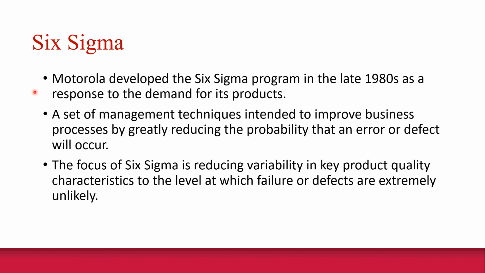This is a set of management techniques intended to improve business processes by greatly reducing the probability that an error or defect will occur. And again, this goes back to the variability. Six Sigma's primary purpose is to reduce variability. So we want to reduce the variability to the level at which failure or defects are extremely unlikely. That's the goal of Six Sigma.